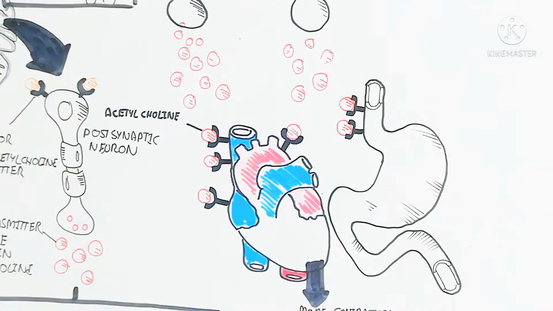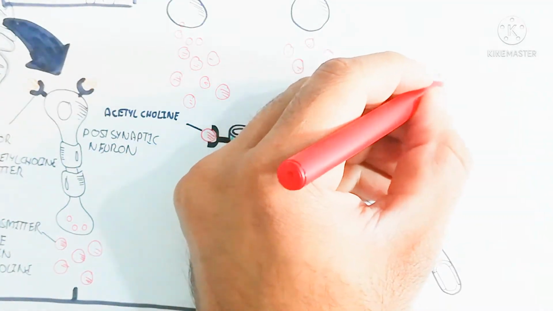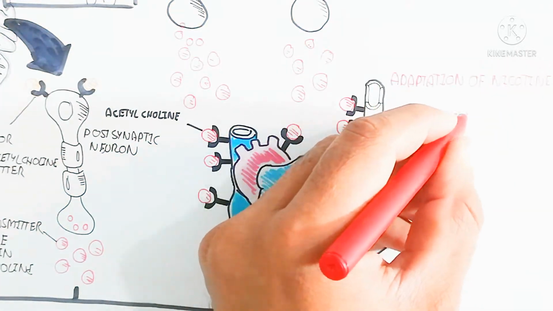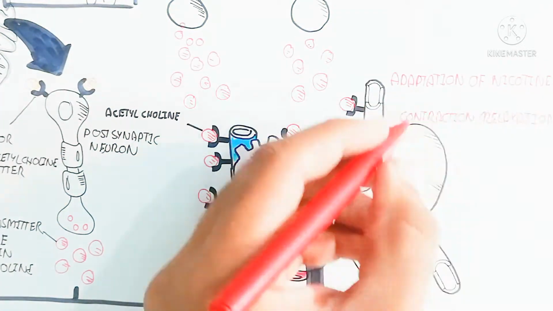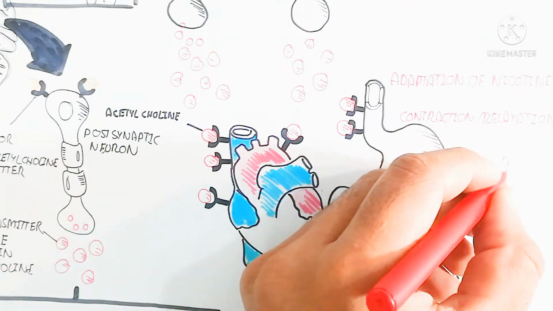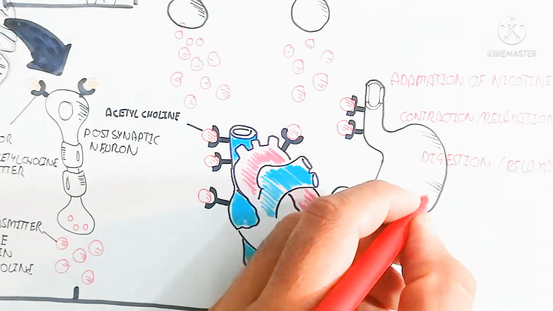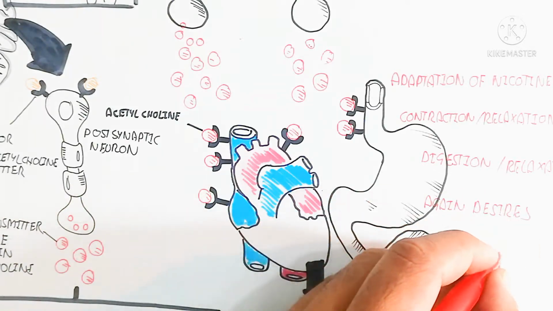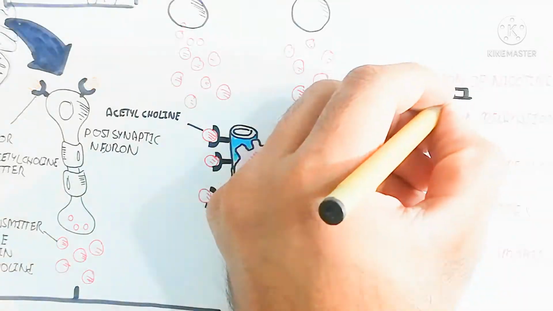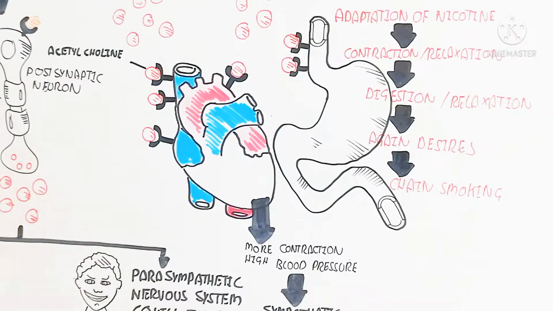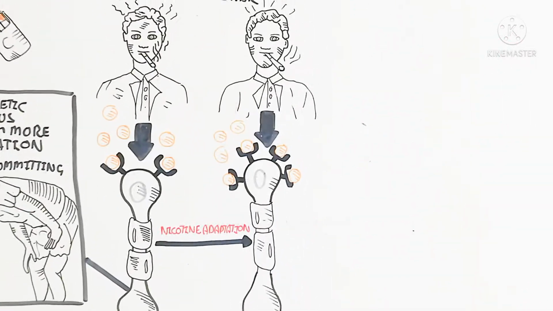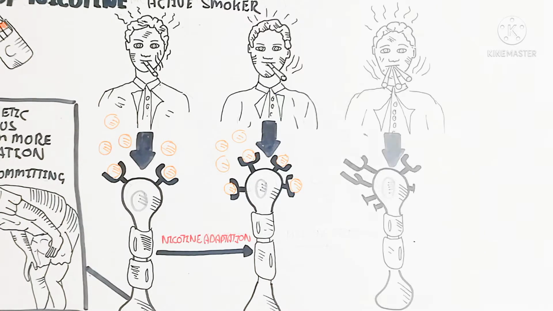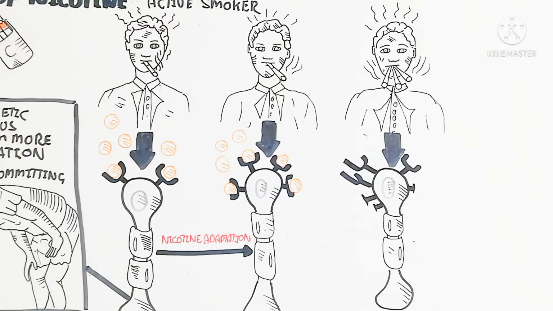So the nicotine receptor binds with the smooth muscle for neurotransmitter stimulation with the cortisol hormone, or on the other hand, the parasympathetic nervous system is activated to release dopamine, and muscle contraction will begin due to the neurotransmitter acetylcholine. In this way, the adaptation of nicotine for contraction, relaxation of the stomach, and digestion, relaxation, and again desire and chain smoking will occur.